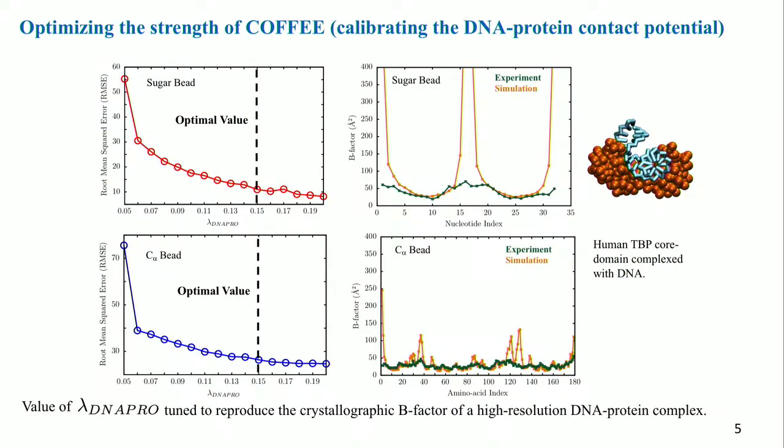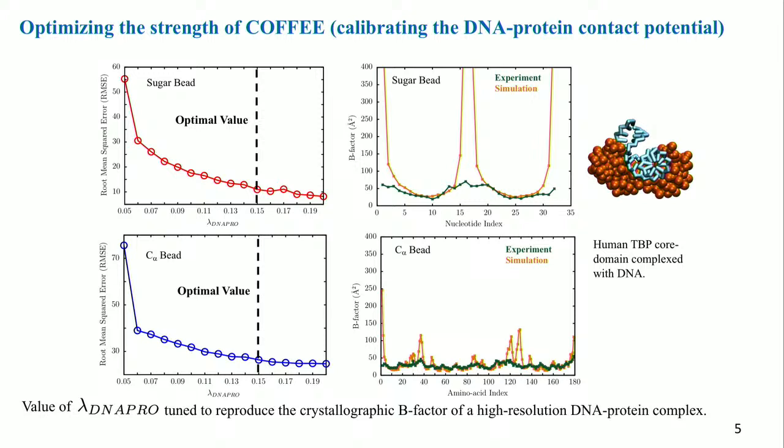Okay, so next, as you can see, there is one tunable parameter that we have in the DNA-protein interaction term, because we are not touching the DNA potential or the SOP-SC potential; we are keeping everything fixed. So the only adjustable parameter in our model is basically the lambda DNA-pro that I talked about, which tunes the strength of your DNA-protein contact potential. So how did we optimize it? We considered a very high resolution DNA-protein complex, which is this human TBP core domain complex with DNA. So it's a very small structure, as you can see.